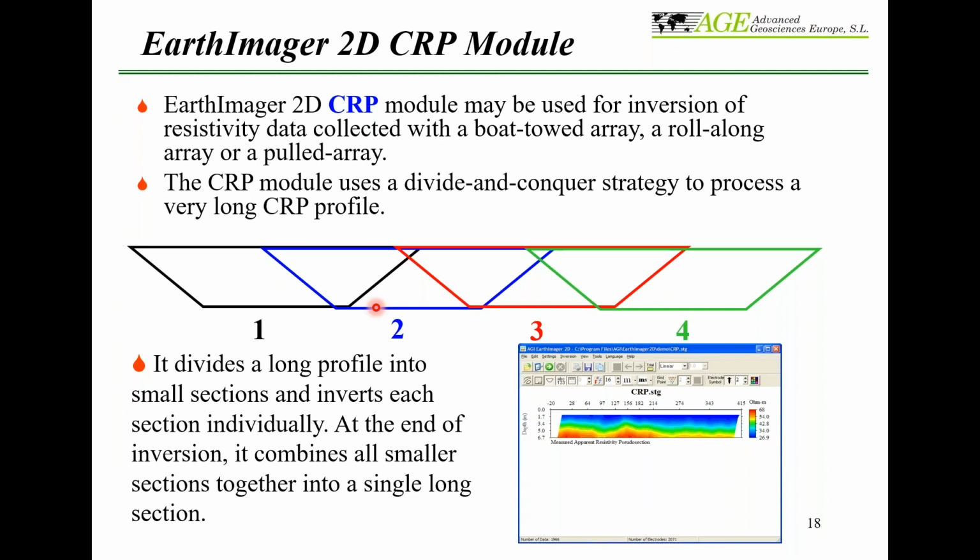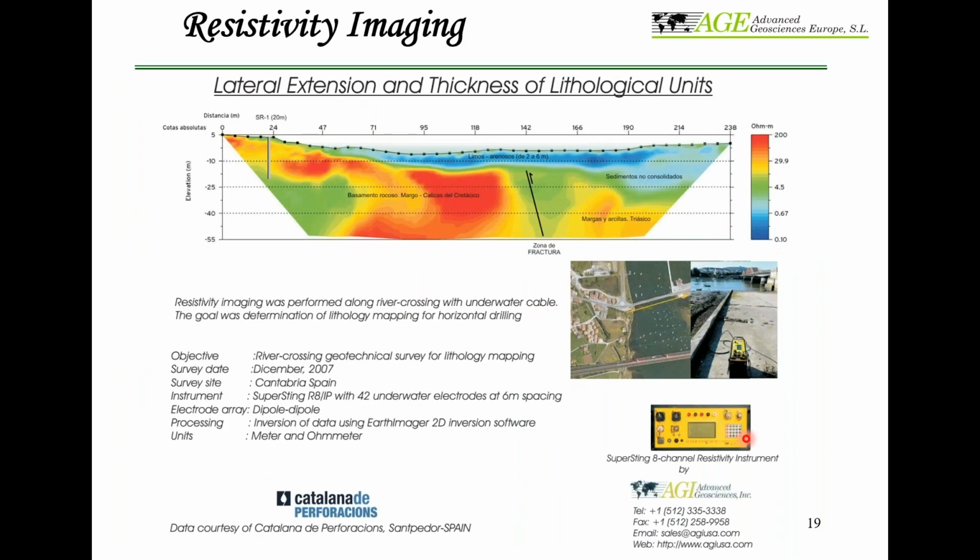So in that case you need to use CRP modular on Earth Imager 2D. What it does is divide the data into subsections. So this is your complete data set, and then make subsections, and then these subsections will be inverted separately, each color zone inverted separately and combined, and at the end you will get one continuous section. Okay.